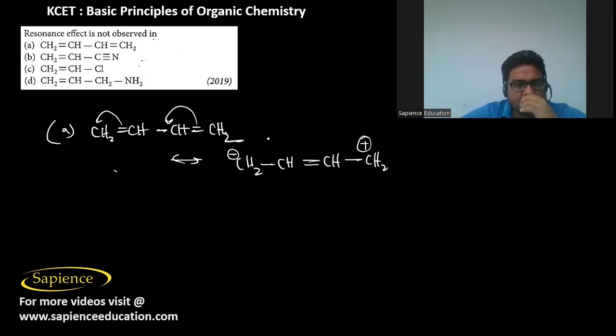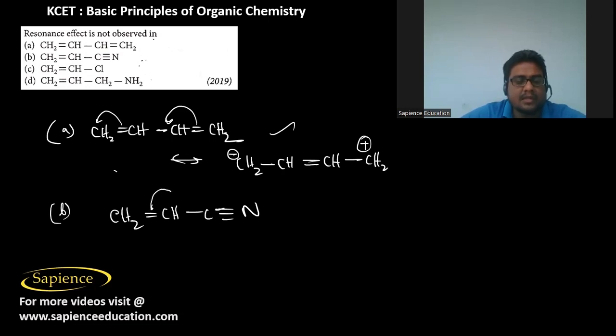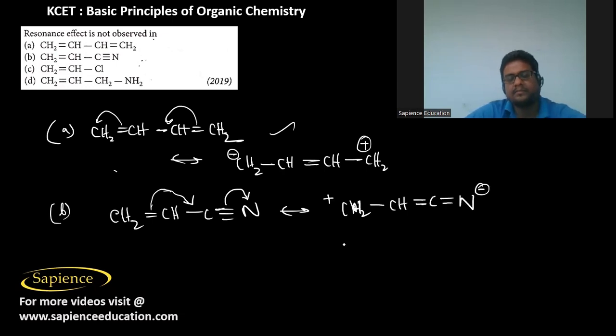So here resonance effect can be observed, and in option B, CH2 double bond CH, C triple bond N, here also resonance effect can be observed since these pi electrons can come here and these pi electrons can go to nitrogen. Then it can form CH2 plus and then CH double bond C double bond N minus.